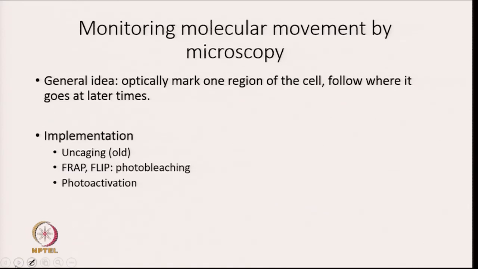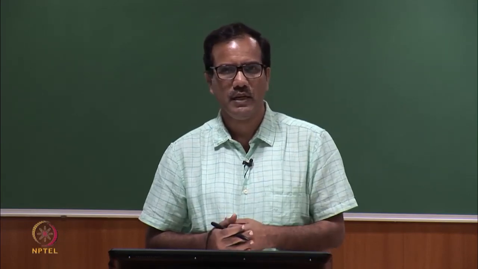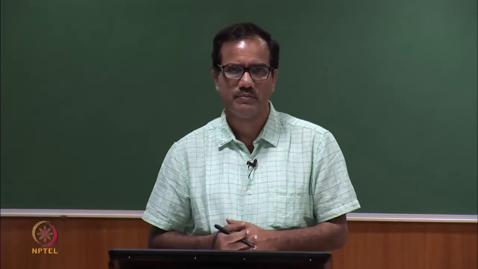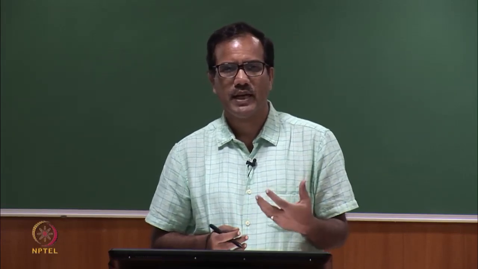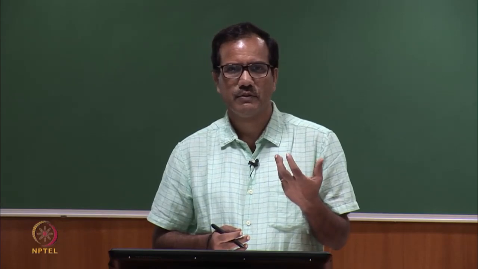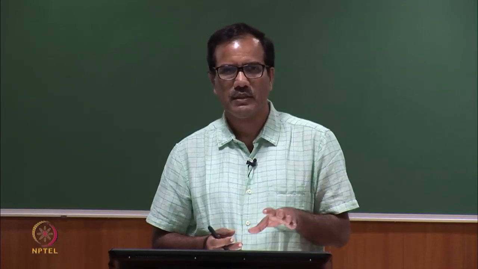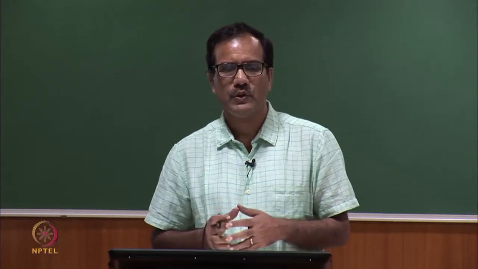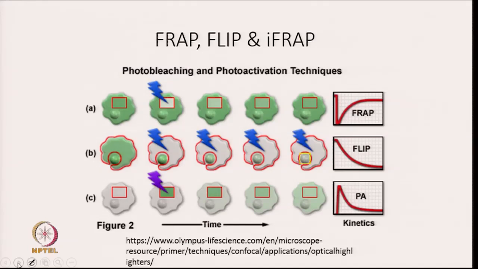We can also monitor molecular movement by fluorescence microscopy. The general idea is to optically mark one region of the cell and follow where it goes at a later time. The way we implement it is we can do FRAP, we can use FLIP, and we can use photobleaching. We can also make use of photoactivation. So these are a few techniques which can be used to look at molecular movement by microscopy. Now let's understand the difference between FRAP, FLIP and iFRAP. These are three different photobleaching and photoactivation techniques.